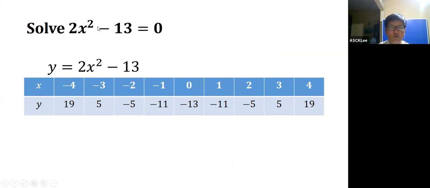So here you have solved 2x² minus 13, and I've done the same thing. I've put -4, -3, -2, -1. All these are x values that I put up here, and these are values that I calculate. So -4 squared is 16. 16 times 2 is 32. 32 minus 13 is 19. So here -3 will be 9. 9 times 2 is 18. 18 minus 13 is 5. So just put a range of x values and then calculate your y values here.